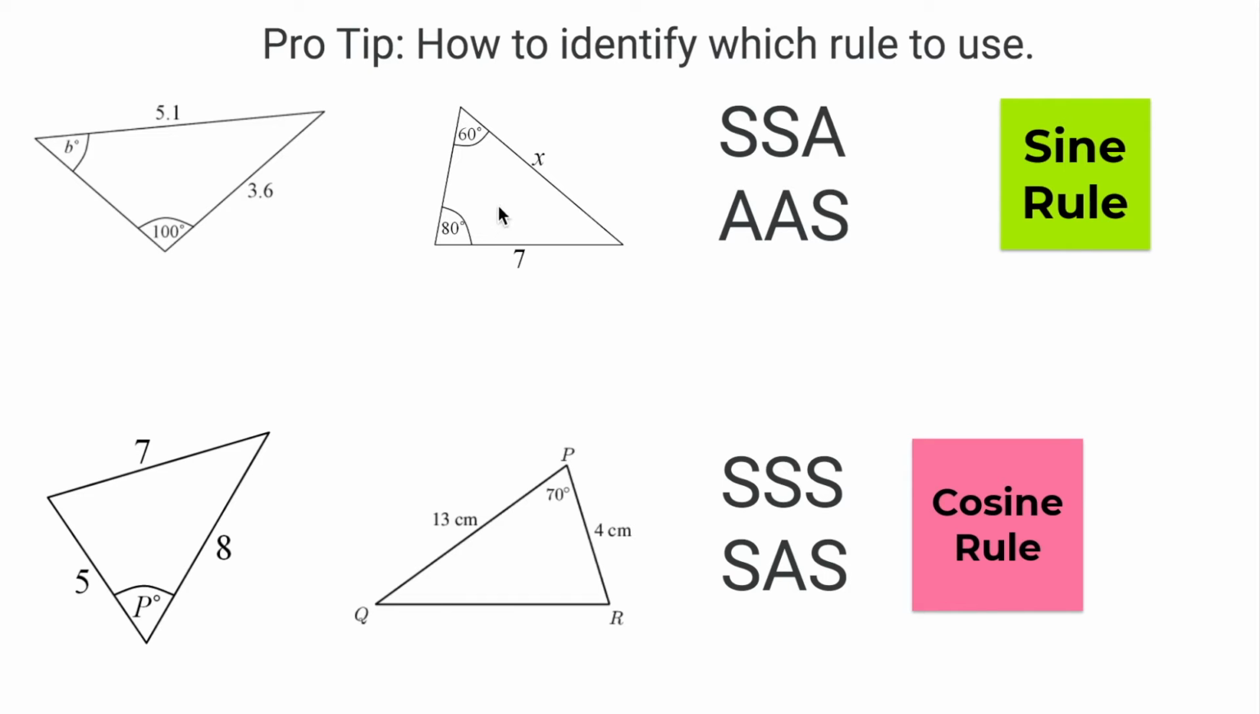For example, in this triangle up here, we see that 60 degrees is opposite a side. So that means sine rule, immediately. If you look at this triangle down here on the left side, there is no given angle that's across from a side. So this is going to be the cosine rule. Or even this triangle to the right here, 70 degrees is not opposite any given side. So this would be the cosine rule. In the first triangle here, 100 degrees is opposite 5.1. So that means sine rule. That's a really important pro tip.